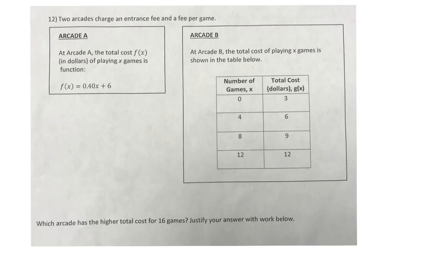All right, last up here, 2 arcades, and we're playing 16 games. If I go to arcade A and play 16 games, which is x, then I'm finding out what f of 16 is. How much will it cost to play 16 games? It's 0.40 times 16 plus 6. 0.4 times 16 is 6.40. Yeah, I hope that's right. And 6, add those together, $12.40.